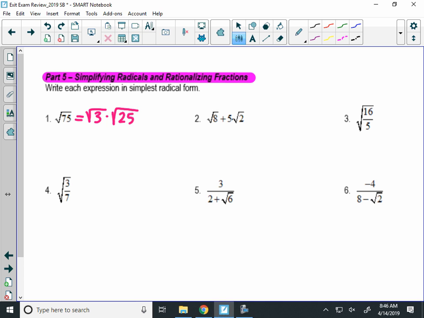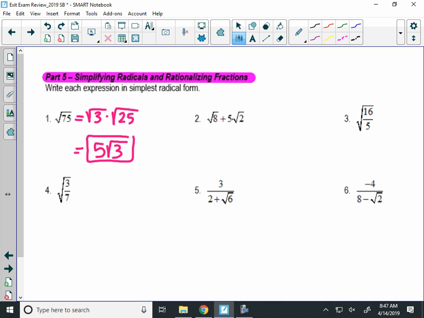When I simplify that, radical 25 breaks down to be 5, and radical 3 does not break down, and it stays the same. That would be 5 radical 3 as its most simplified form. So always look for the biggest perfect square that goes into the square root that you're starting with.